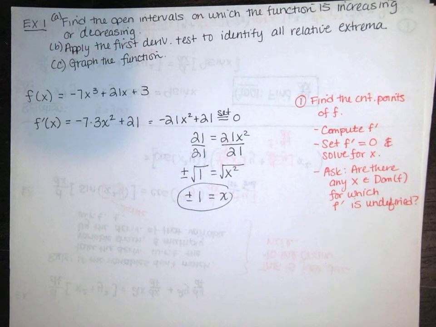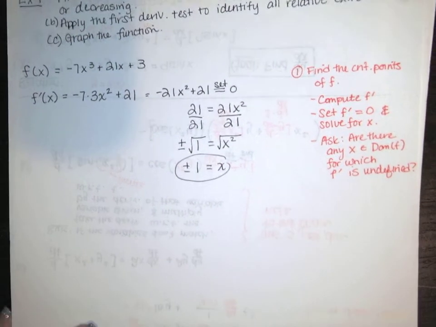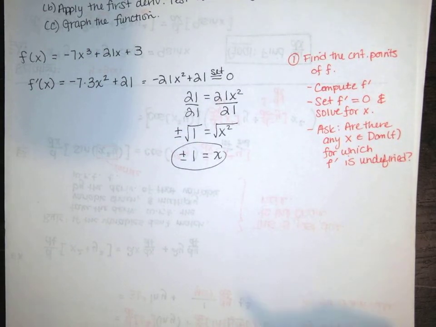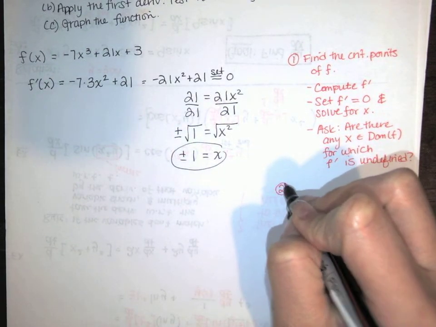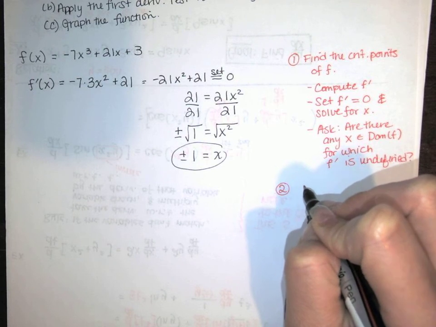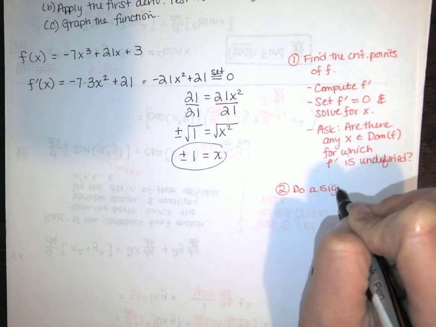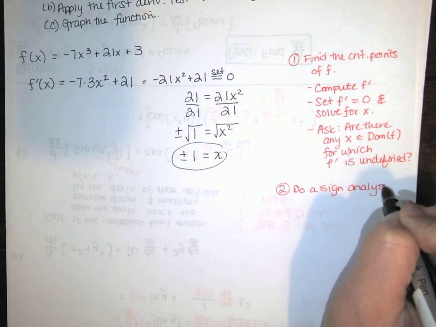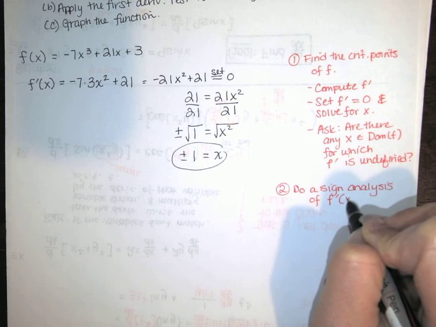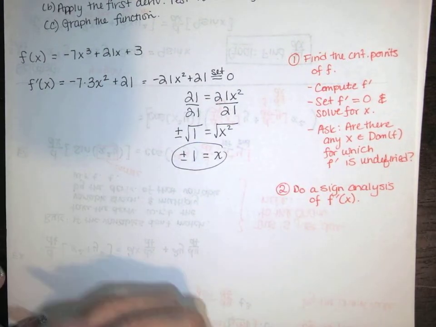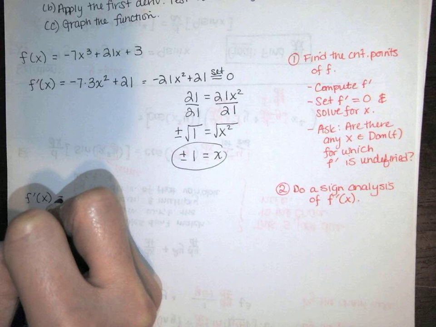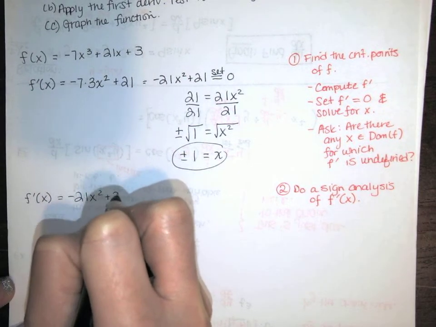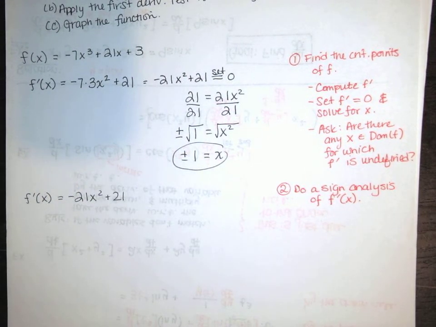Now, to determine the intervals where the function is increasing or decreasing, we're going to do what's called a sign analysis. That's what I'm calling it. Let's do a sign analysis of f prime of x. So the first thing we do is we take our f prime, which was -21x squared plus 21. And you don't have to do this, but I really like to do this because it makes the computation easier.